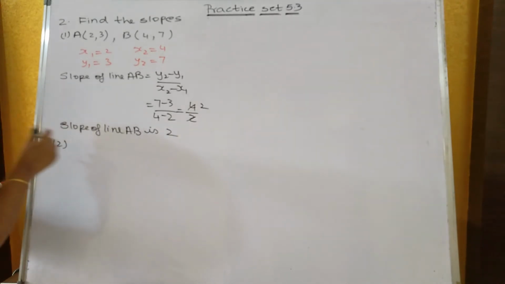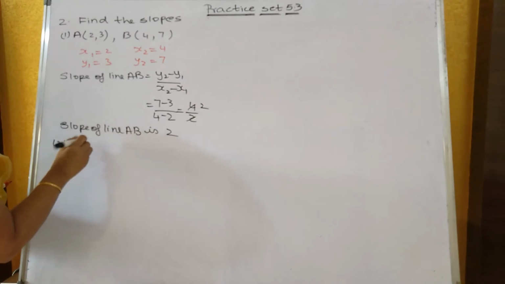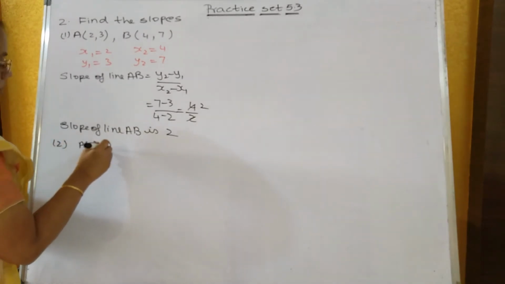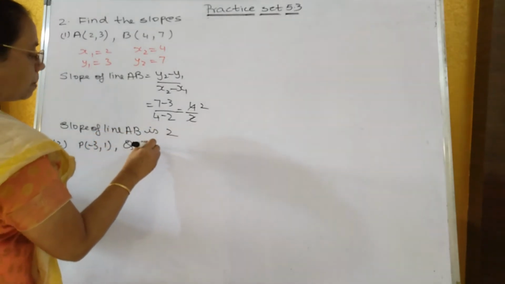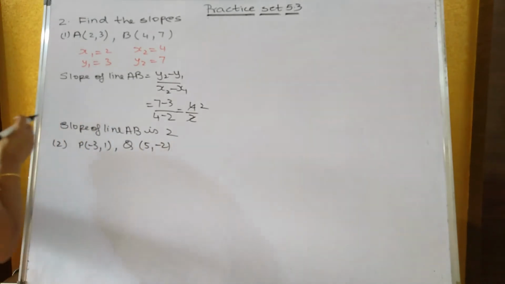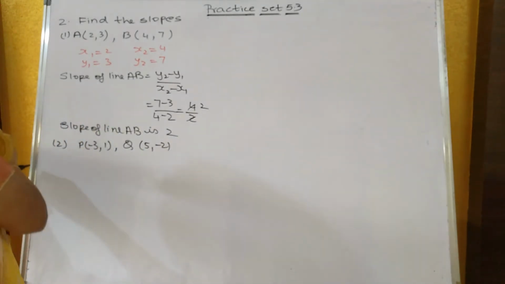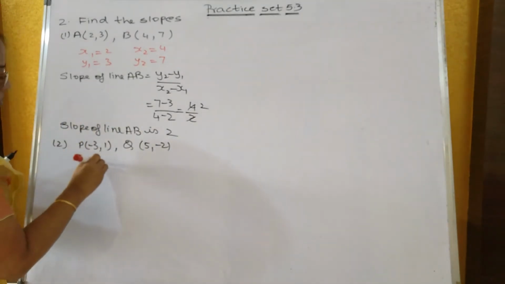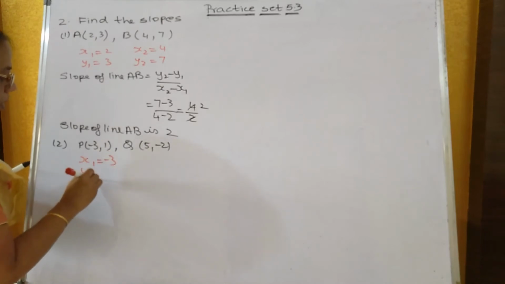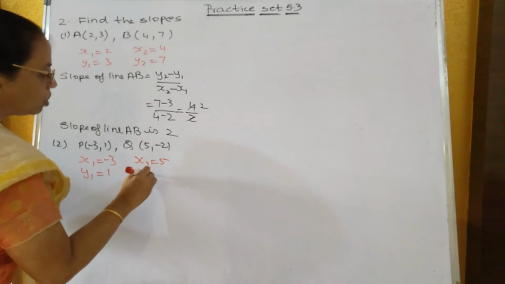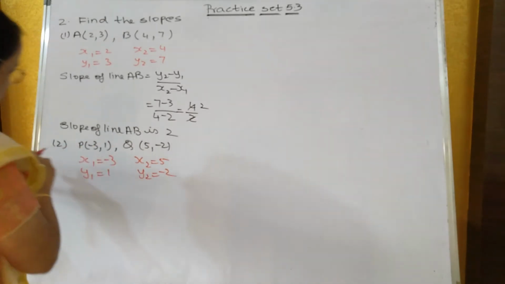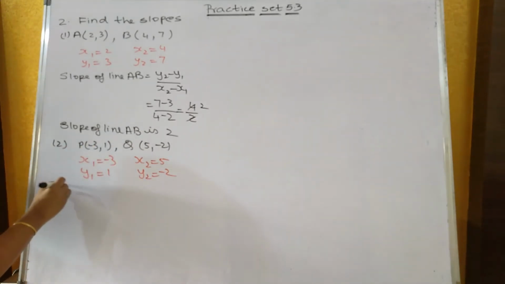P is (minus 3, 1) and Q is (5, minus 2). So x1 is equal to minus 3, y1 is equal to 1, x2 is equal to 5 and y2 is equal to minus 2. So slope of line PQ is what?